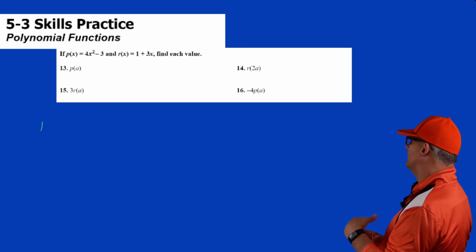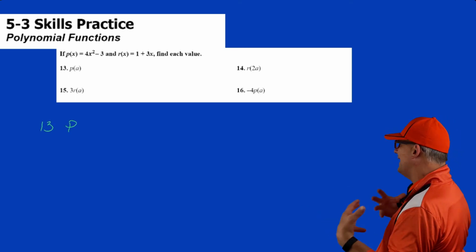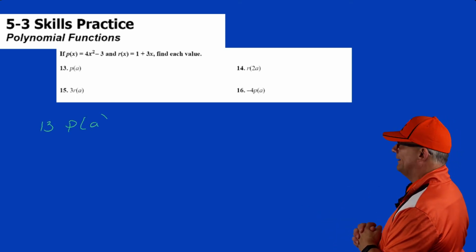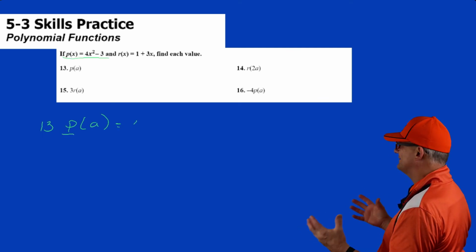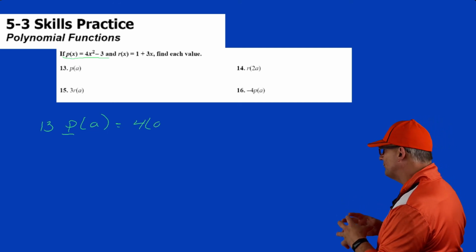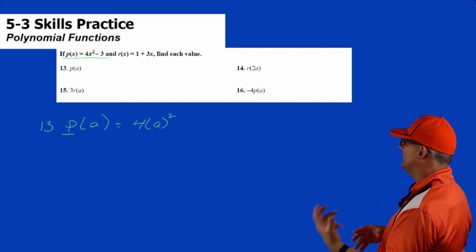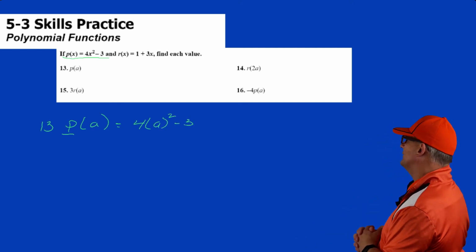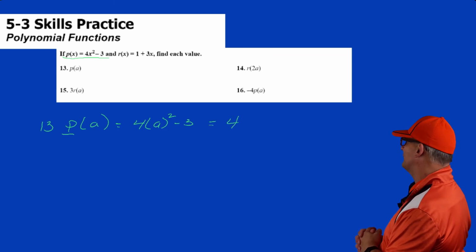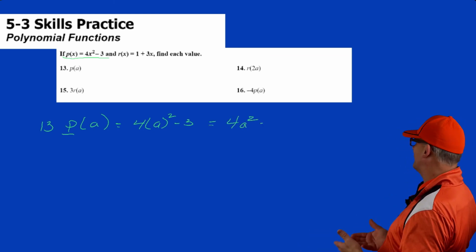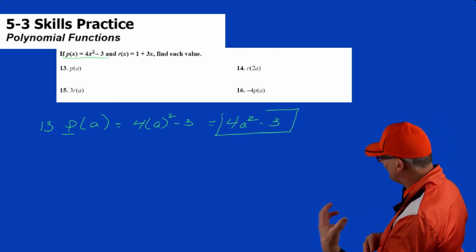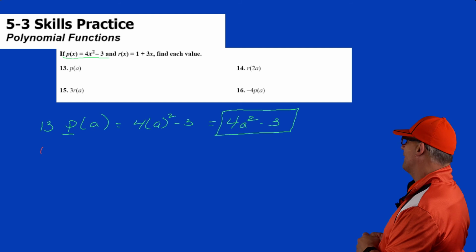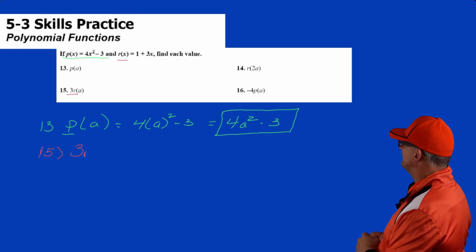Okay, so we're moving on to 13. Because now they want us to take and plug in variables and not numbers, right? But the process is the same. We're just going to replace the x with the a. That's all you're doing. So we got 4a squared, right, minus 3. And when you simplify that, it's 4a squared minus 3. There's nothing you can do. All we're doing is replacing the x with that variable. All right, 14.